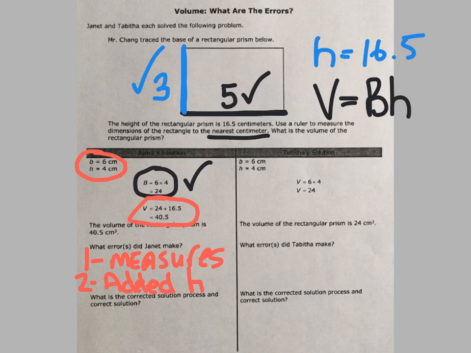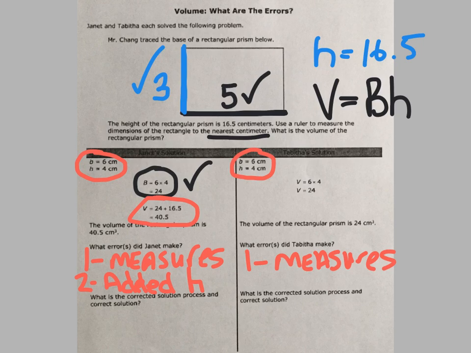Now let's take a look at Tabitha's work. Once again, Tabitha also has incorrect measures. She's measured 6 and 4, where we know by checking twice already, the measures should be 5 and 3. So her first mistake is her measures. How important is it to have correct measurements? It's critical. Neither student would get to the correct answers with incorrect measures. So measuring twice is a good idea to be absolutely certain you've got your measurements correct.